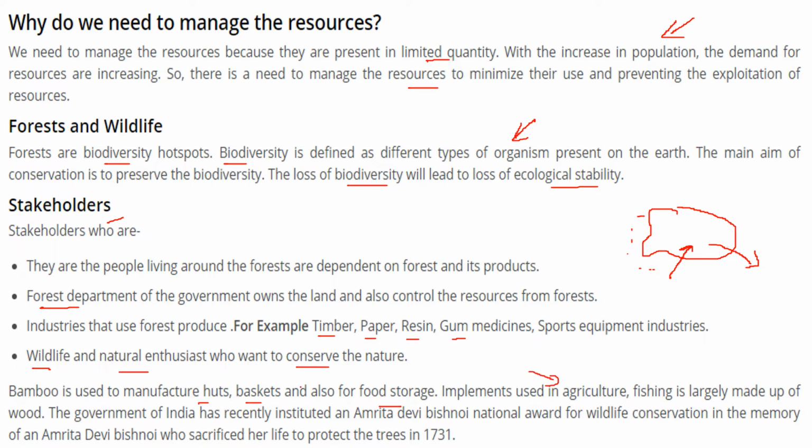So the government of India, and we will not talk about just India, it's the whole globe, we should have a broad perspective. There is the Amrita Devi Bishnoi National Award for Wildlife Conservation in the memory of Amrita Devi Bishnoi, who sacrificed her life to protect the trees in 1731.